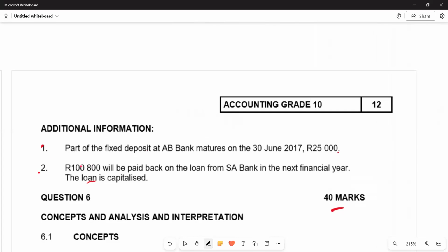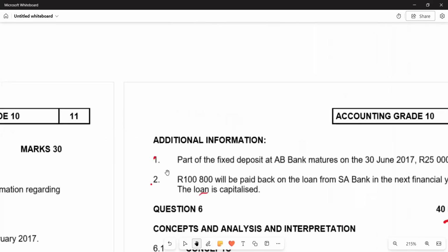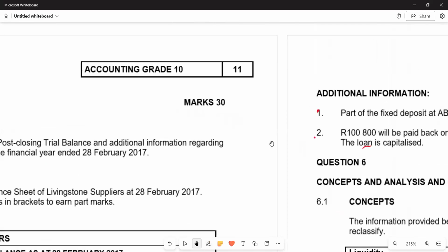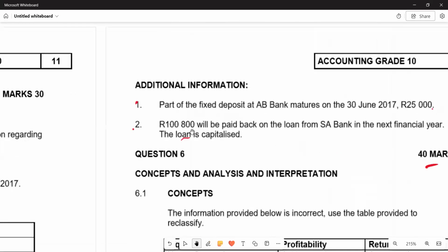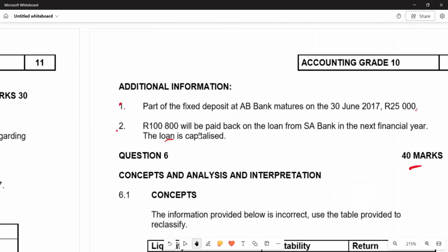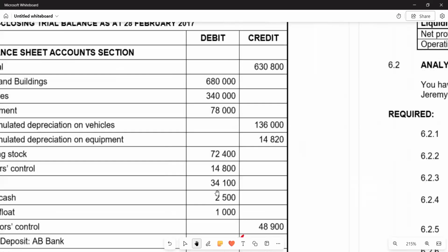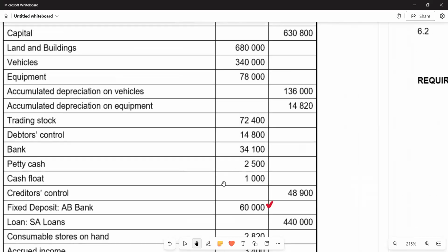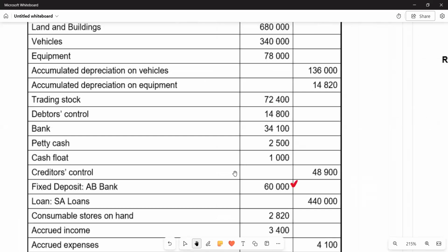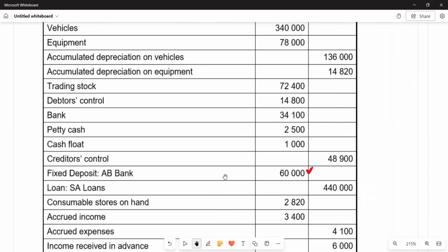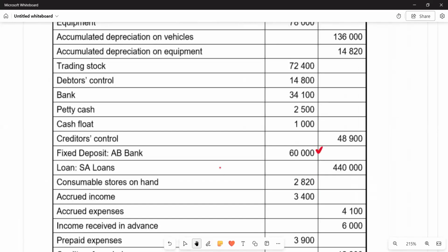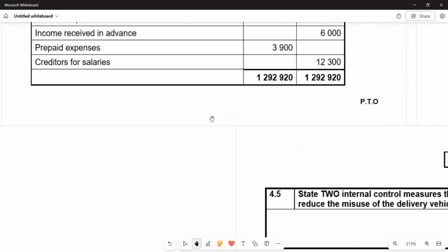Let's just check where the year is ending. The year is ending on 28 February 2017. And this one is maturing on 30 June 2017, which means it's less than a year. So it's going to be a current asset. So we are going to subtract 25,000 from the 60,000 of fixed deposit, and then we'll get the net amount of the fixed deposit. So here, we say our fixed deposit, remember, is 60,000. So 60,000 minus 25,000.